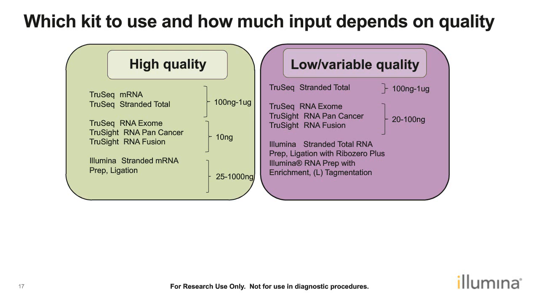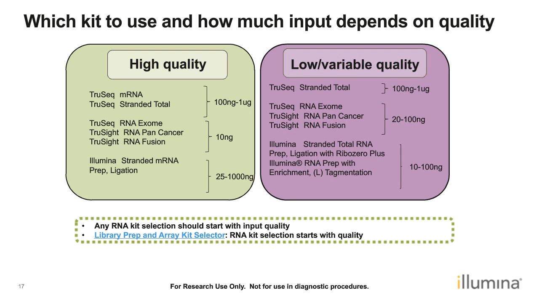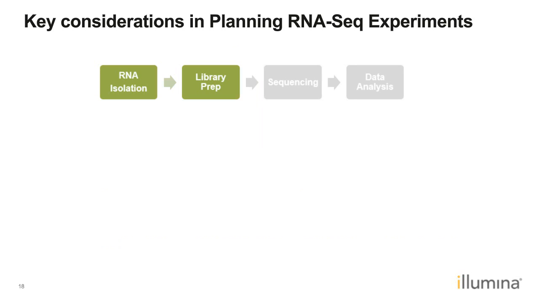We do have a great online tool, the Library Prep and Array Kit Selector. The link is provided here, and this tool can assist you in determining which one of these kits is best for your experiment. So once we have our RNA extracted and we know the quantity and quality, we can go ahead with our library preparation.